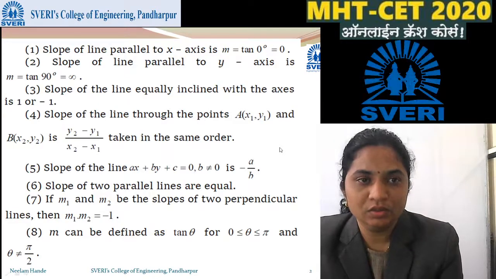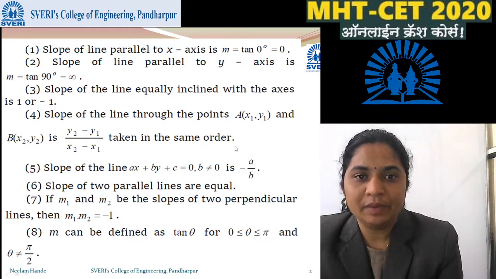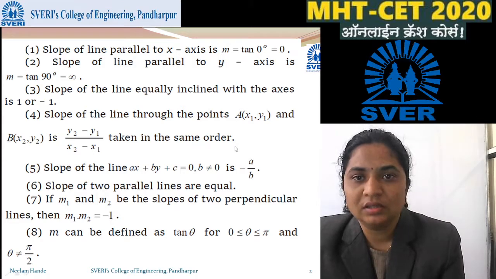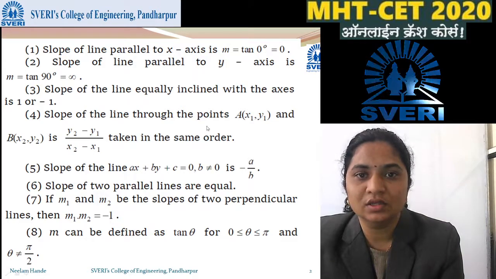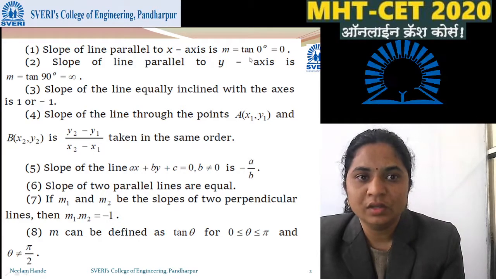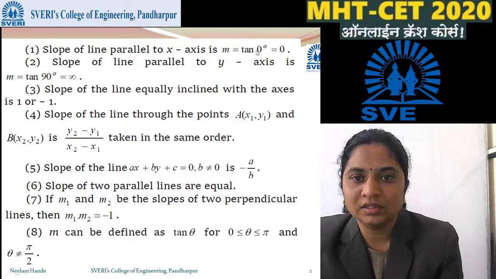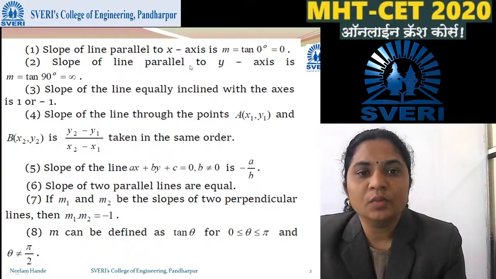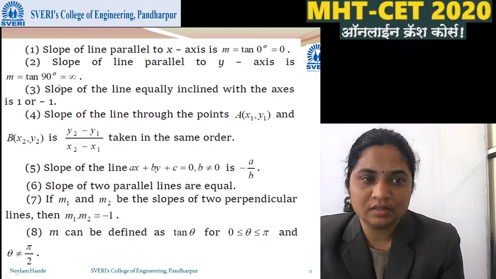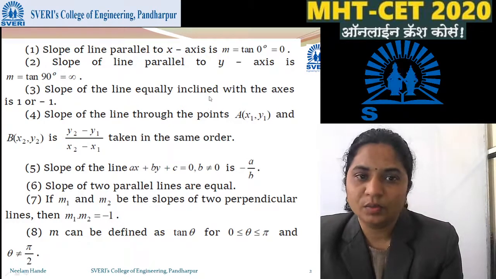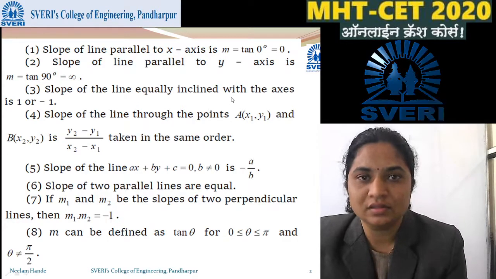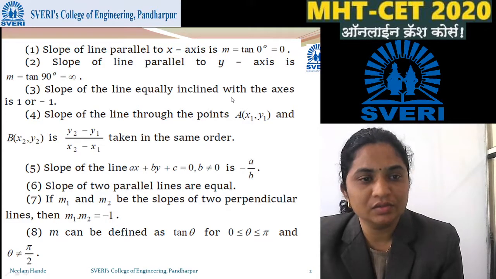Some important notes are: the slope of a line parallel to the x-axis is tan 0, that is 0, and slope we always denote by m. So the slope of a line parallel to the x-axis is 0. The slope of a line parallel to the y-axis is infinity. The slope of a line equally inclined with the axes is 1 or minus 1.